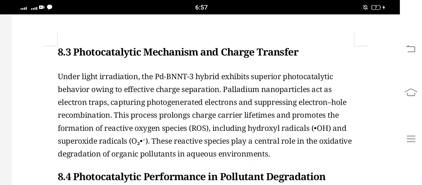Under light irradiation, palladium deposited on the boron nitride nanotube hybrid exhibits superior photocatalytic performance due to efficient charge separation and transfer mechanism. Palladium nanoparticles act as electron traps, capturing photo-generated electrons and suppressing electron-hole recombination. This charge separation prolongs the lifetime of charge carriers and promotes the formation of reactive oxygen species such as hydroxyl radicals and superoxide radicals. These species possess strong oxidative potential and play a key role in breaking down complex organic pollutants.